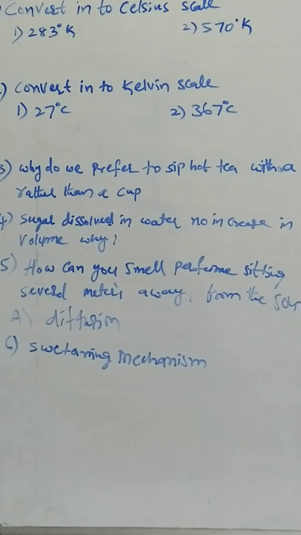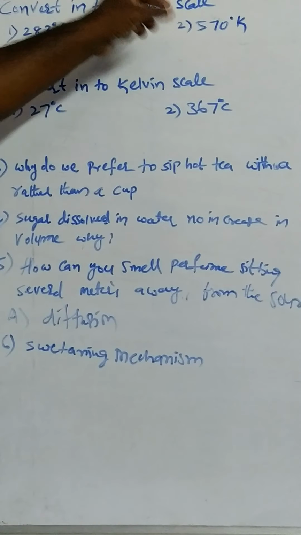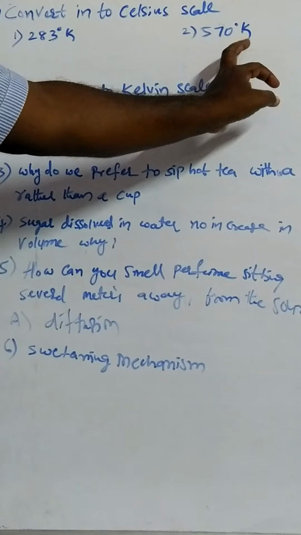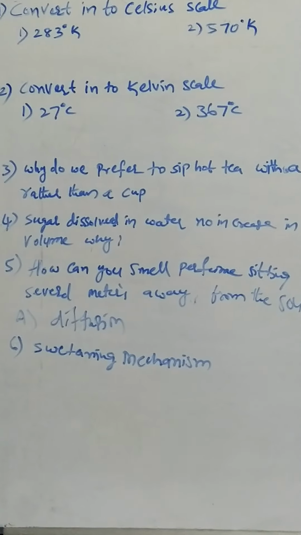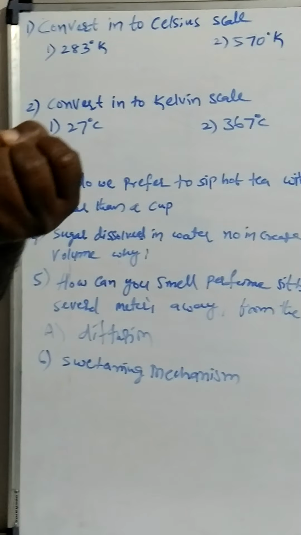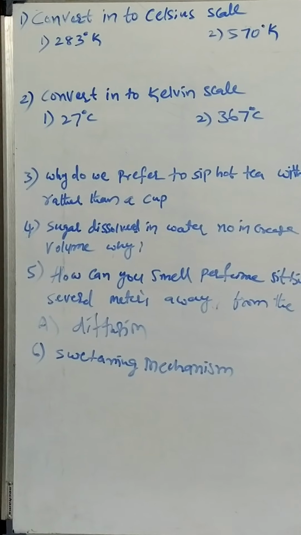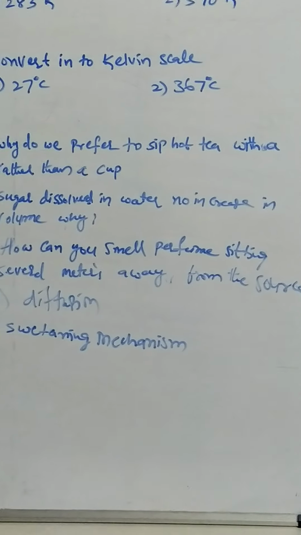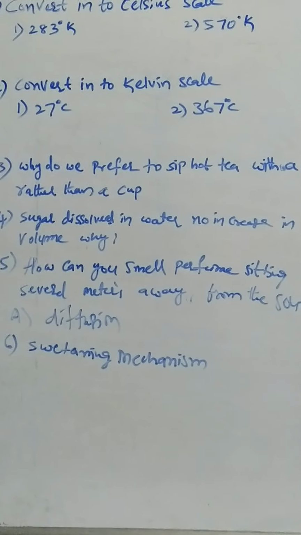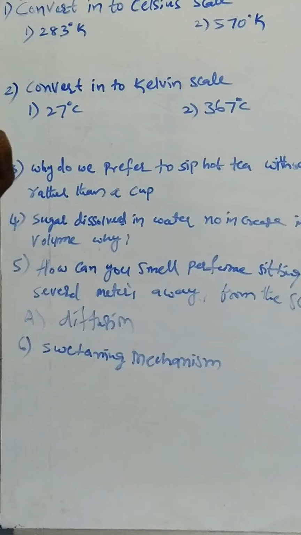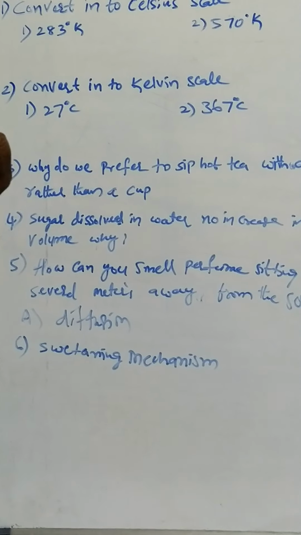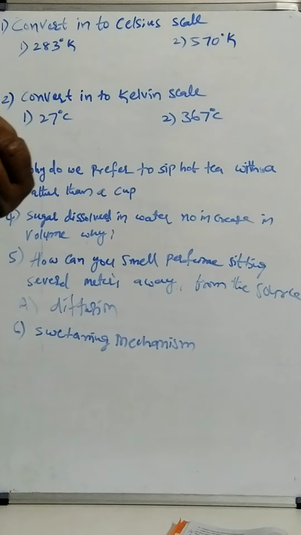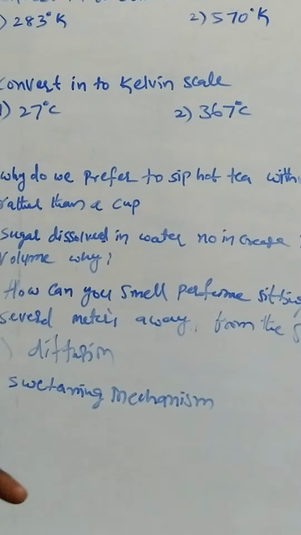First one, convert into Celsius scale. These are given in Kelvin scale. See, temperature can be measured in Celsius scale, Kelvin scale, Fahrenheit. Suppose you go to the doctor, he will tell your body temperature is 102, 101. What does it mean? It is in Fahrenheit scale. Water boils at 100 degrees centigrade, so that is the Centigrade scale.